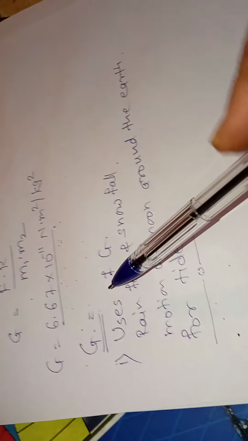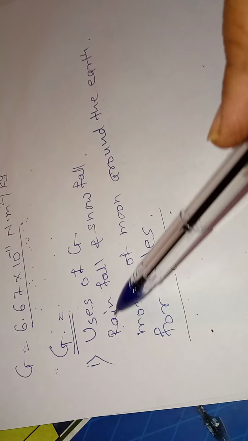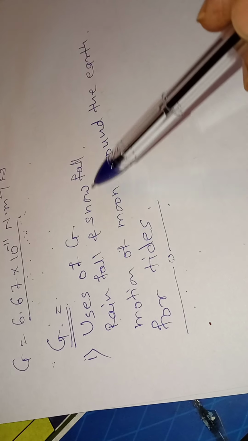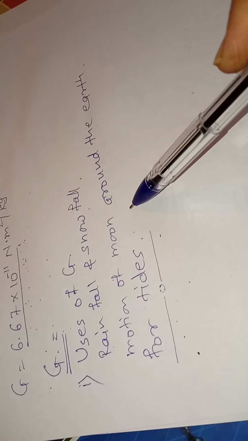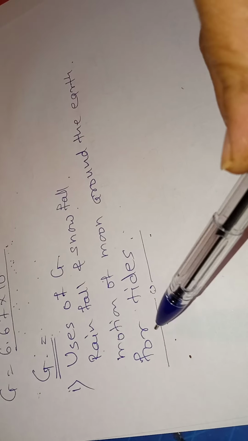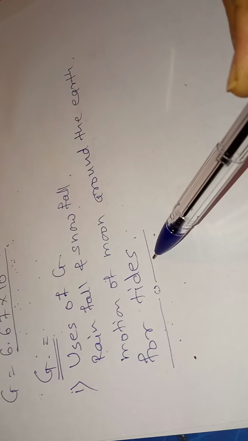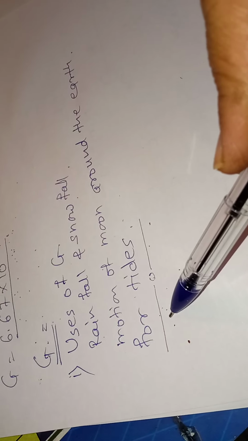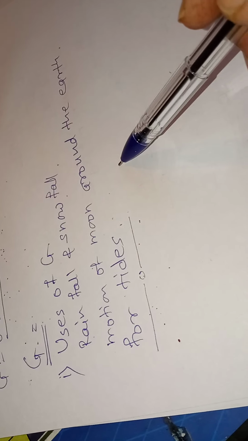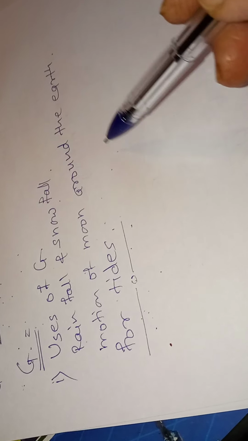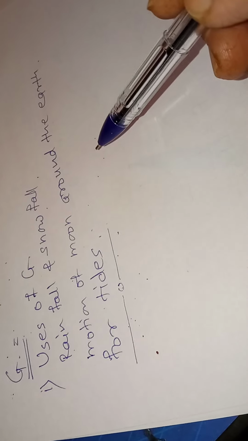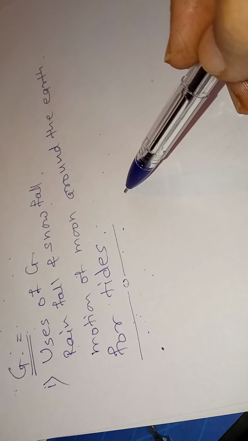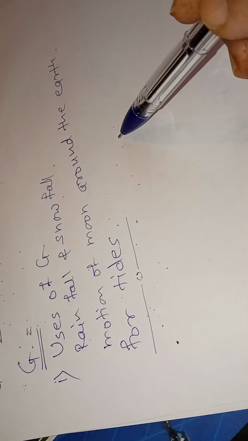See, what are the uses? The universal law is useful for rainfall and snowfall. It is also useful for the motion of the moon around the earth. It is also useful for the existence of tides. It is useful for the atmosphere on the earth, that is, the existence of life on the earth. It is useful for the existence of the solar system, that is, the motion of planets around the sun.